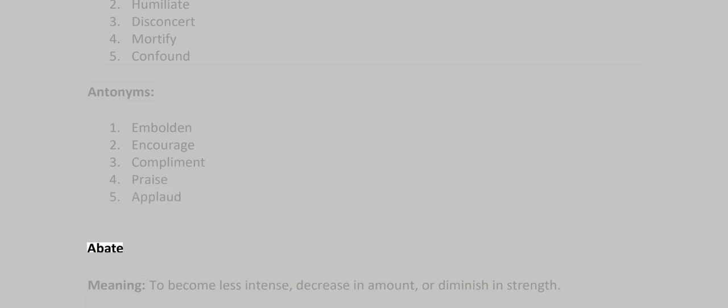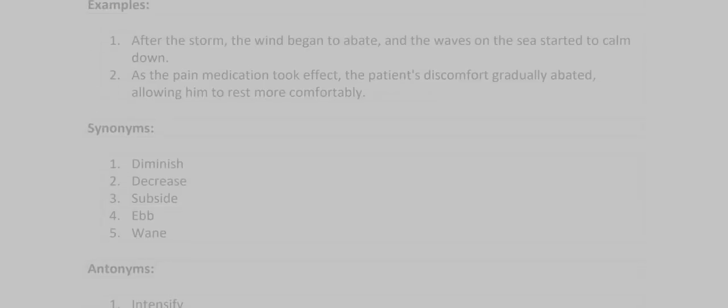Abate. Meaning, to become less intense, decrease in amount, or diminish in strength. Examples. 1. After the storm, the wind began to abate, and the waves on the sea started to calm down. 2. As the pain medication took effect, the patient's discomfort gradually abated, allowing him to rest more comfortably.